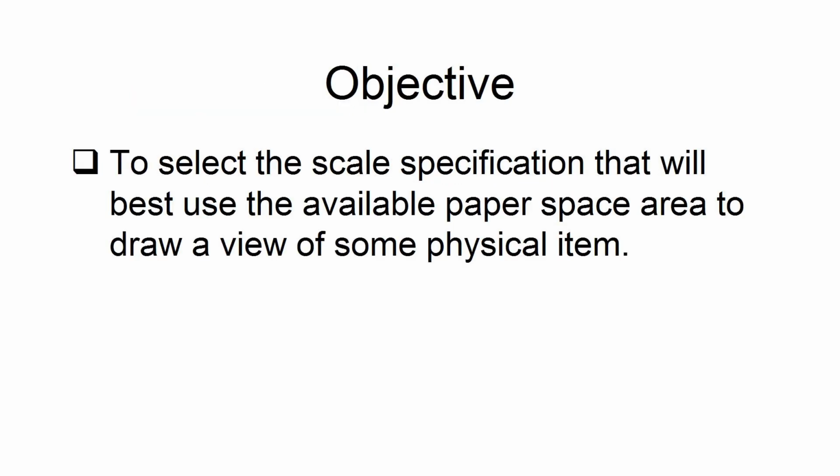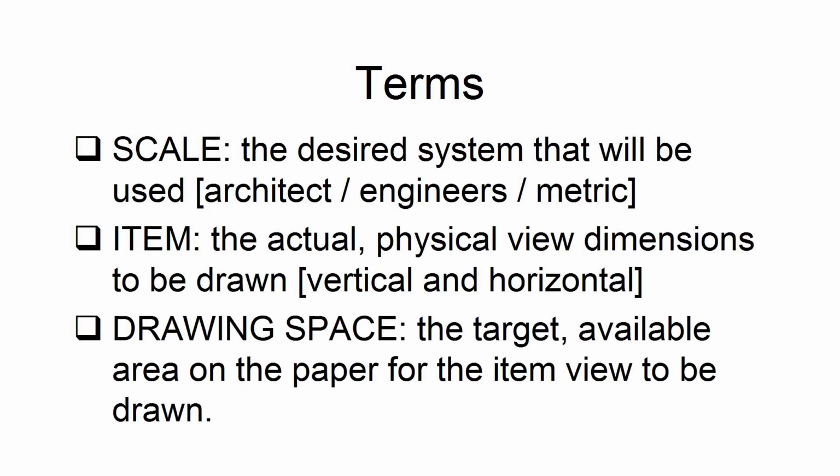Our objective is to be able to select the best scale specification to fit a particular object onto a piece of drawing paper or an available area on a drawing. So the scales that we have available are to choose either the architect, engineers, or metric. The item itself is the real life thing, and then the drawing space is what we have available on our physical paper or what we have available in a particular drawing program.